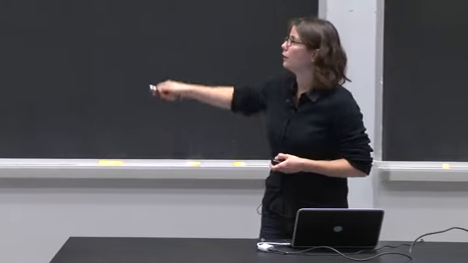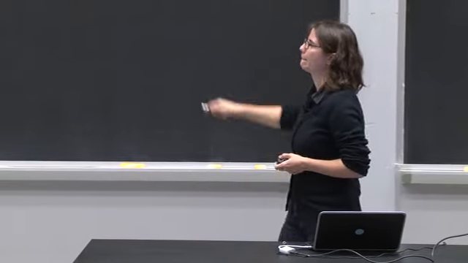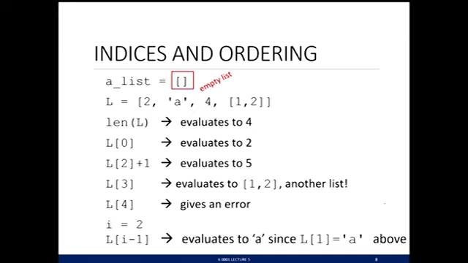Okay. So creating an empty list, you just do open close square brackets. You can have a list of elements of different types, even a list of lists, so one of the elements being a list.